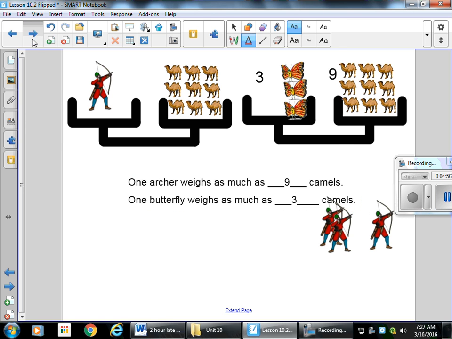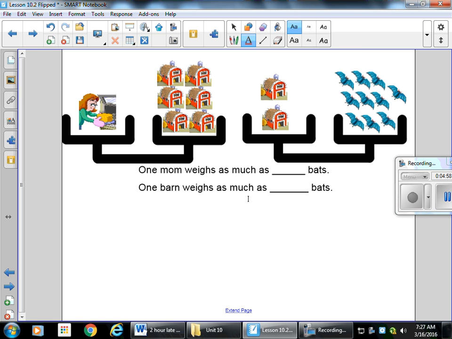All right, we've got a mom that's baking. Dads bake as well. But right here we have a mom. We have some barns and we have some bats. What do we know? Right here we know a mom weighs the same as 6 barns. Interesting. And then we know we have 1, 2, 3, 4, 5, 6, 7, 8, 9, 10 bats and 2 barns. All right, so what do we need to find out? One mom weighs the same as how many bats?